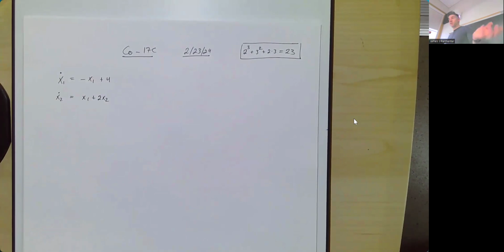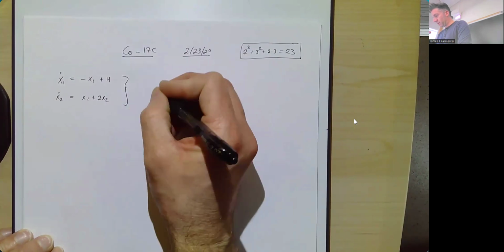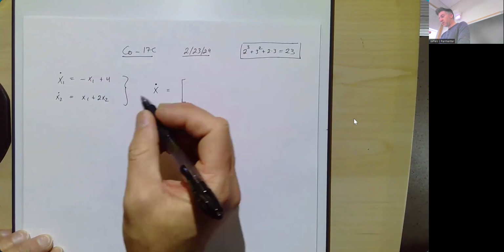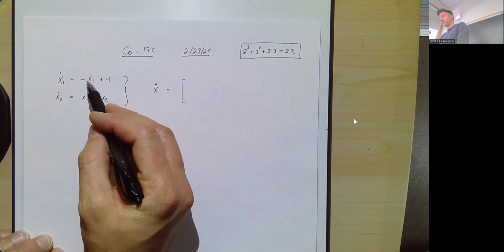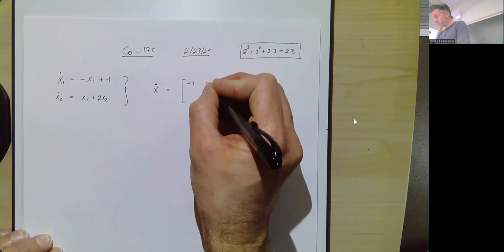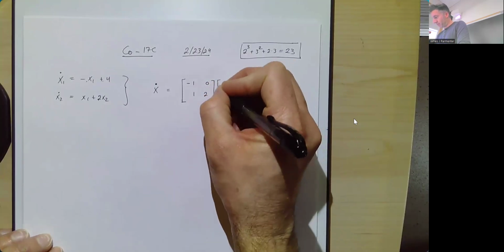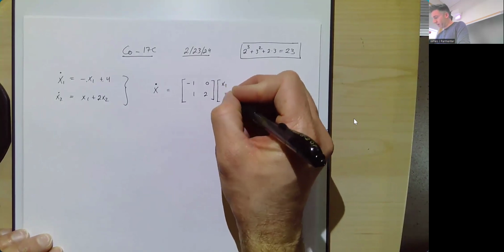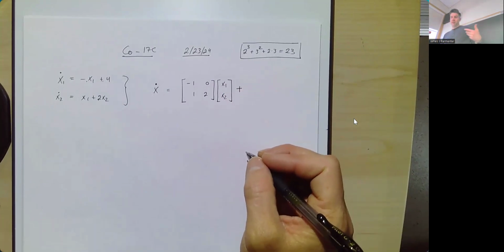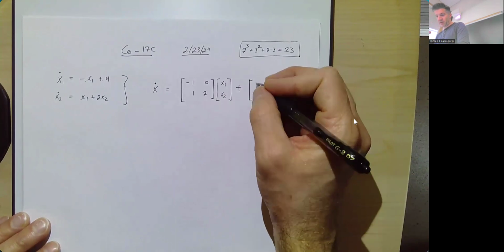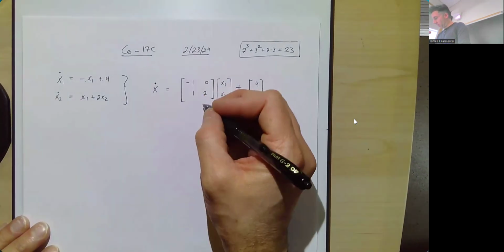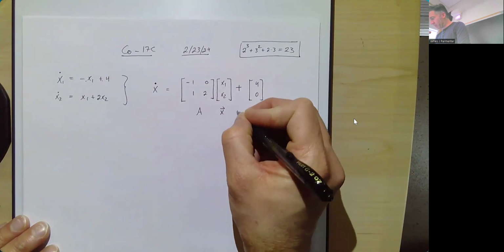Written as a matrix equation, this becomes the vector x dot equal to the 2 by 2 matrix. So my coefficients are -1, 0, 1, and 2. There's no x2 there, so its coefficient is 0. Times my variable vector x1, x2, plus the b, the extra vector that's not quite there. That is there, the 4, 0, the part that's making it non-homogeneous. This is our A times x plus b.